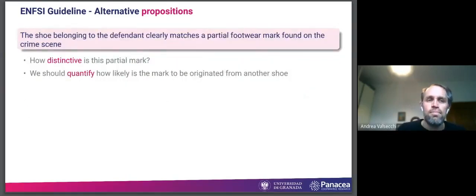A related example could be the following. The shoe belonging to the defendant clearly matches a partial footwear mark found on the crime scene. Now, by enforcing the two propositions, we need to ask ourselves, how distinctive is this mark? Maybe a lot of shoes will produce the same partial mark, and we need to quantify how likely it is for that to happen, to have a complete picture about how significant this kind of evidence is.